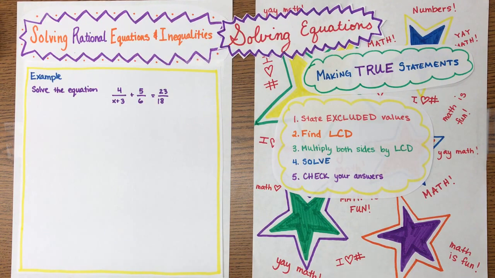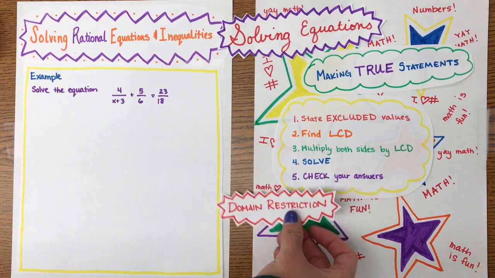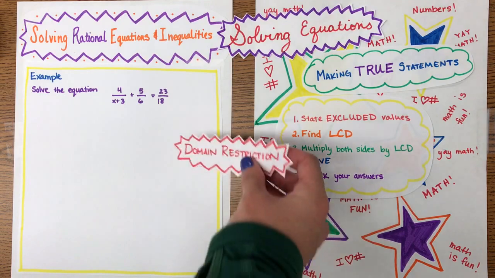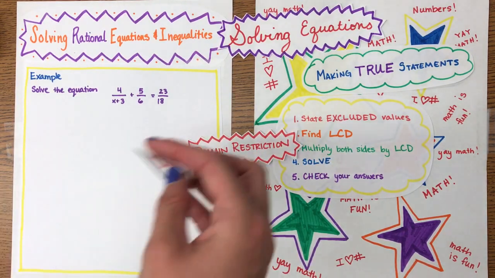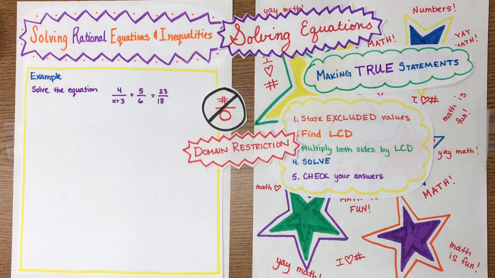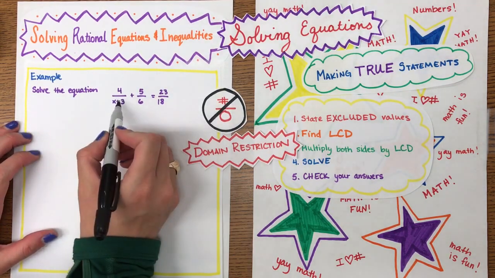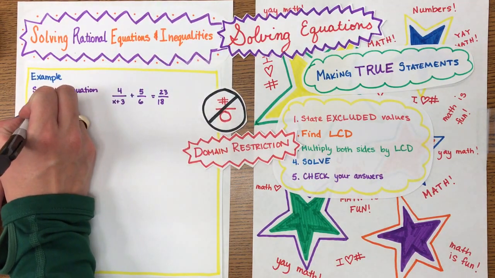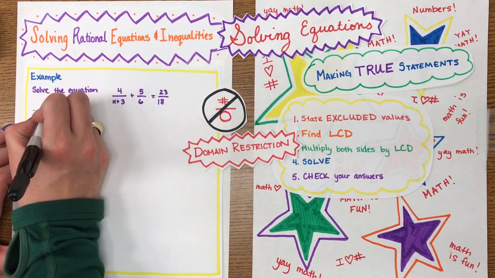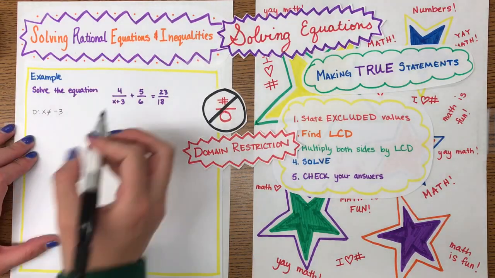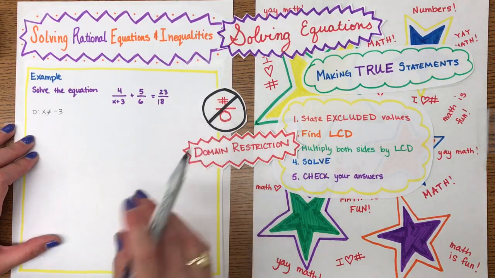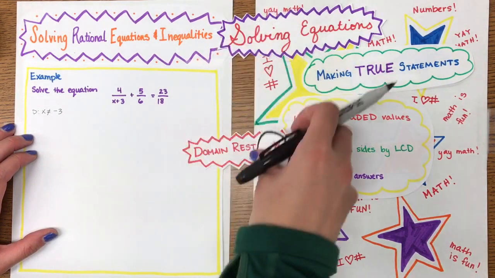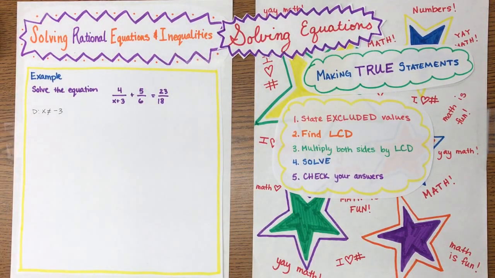So for this example, we're stating excluded values. Stating excluded values means we're finding the domain restrictions. And the domain restrictions occur because we can't divide by 0. So I'm looking at this and I'm saying what values will make my denominator equal to 0. The only variable in the denominator is x plus 3. So the domain of this problem is that x cannot be equal to negative 3 because negative 3 will make the denominator equal to 0.